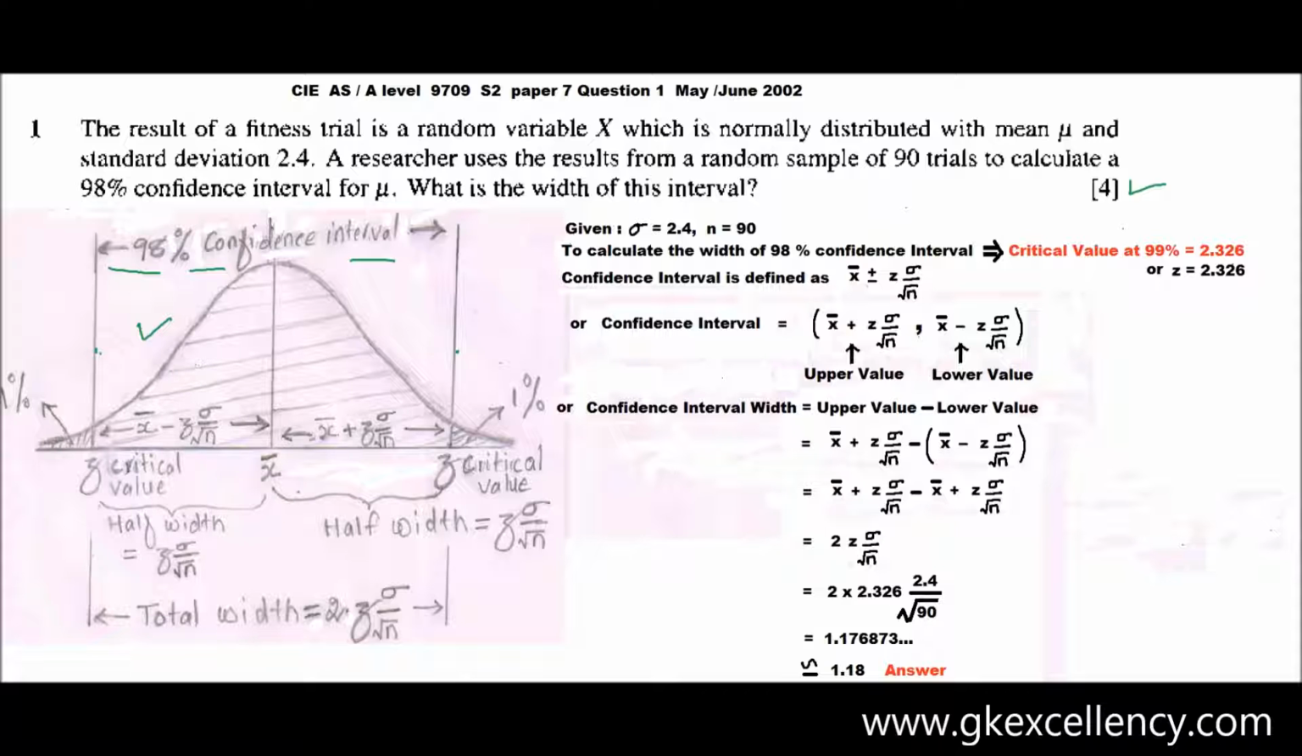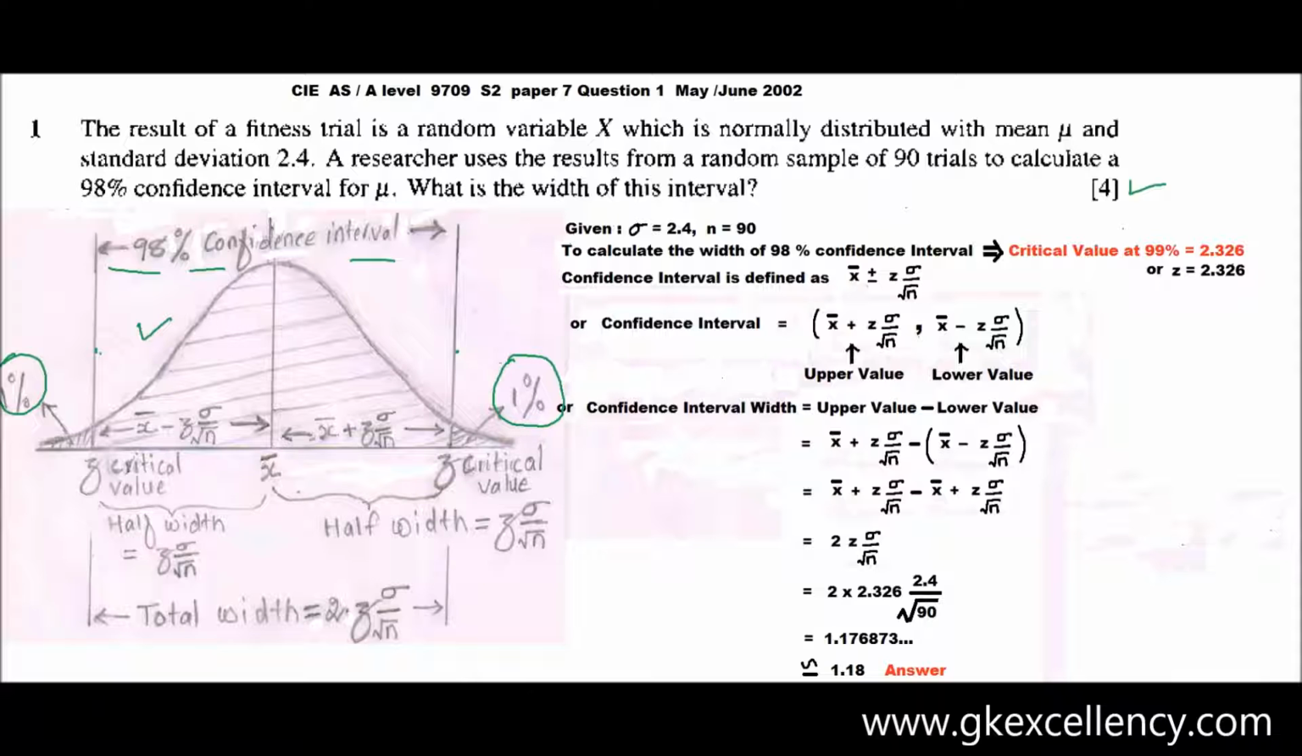So it's a 98% confidence interval. It means that we have to leave 1% on both sides, 1% on this side and 1% on this side. So in the middle, we have the 98% confidence interval width. I hope that the diagram is clear for you. Let me explain a bit more here.